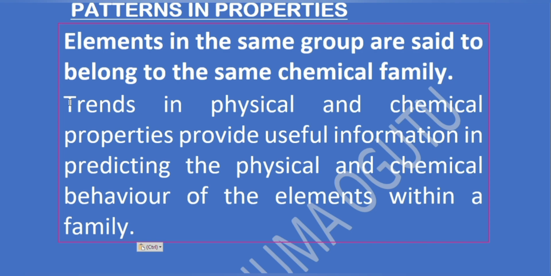So now we look at patterns in properties. Elements in the same group are said to belong to the same chemical family. Remember, we say that elements belong to the same family because in the outermost energy level, they have the same number of electrons. Then trends in physical and chemical properties provide useful information in predicting the physical and chemical behavior of the elements within a family.